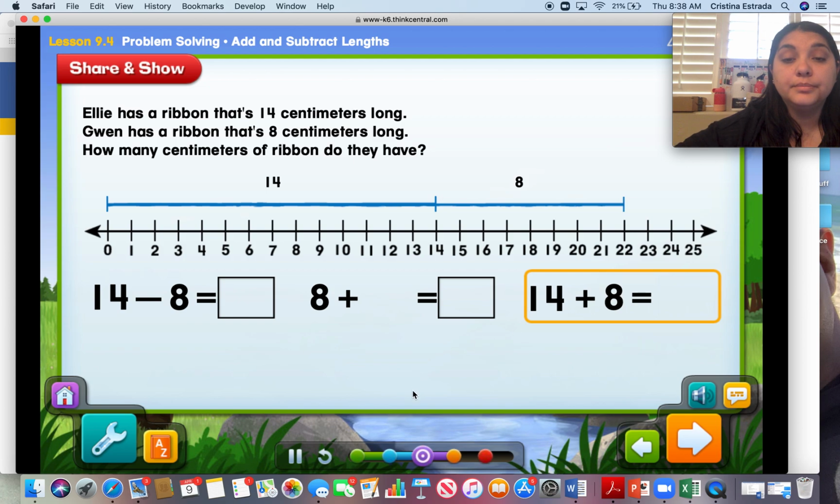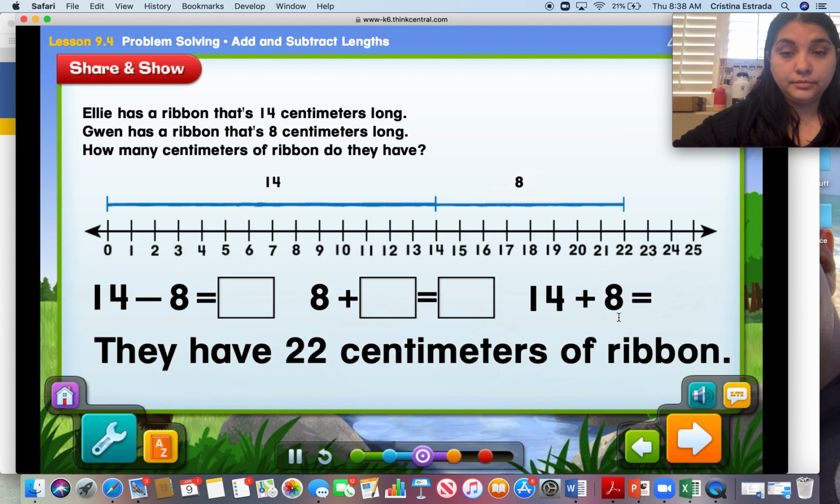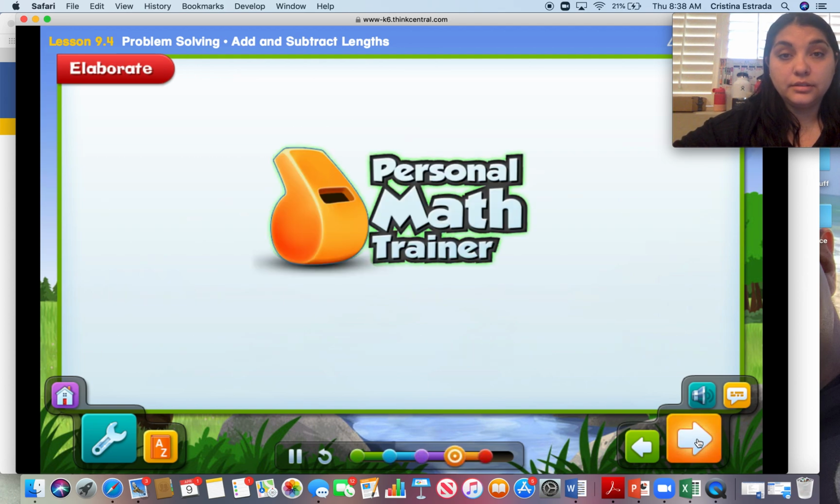Good job! The number sentence 14 plus 8 shows this problem. How many centimeters of ribbon do Ellie and Gwen have? That's not it. 14 plus 8 is equal to 22. So Ellie and Gwen have 22 centimeters of ribbon. Oh, so in that case, I guess we had to click on the number line so that it would show the number and then click OK. See if we could try it.